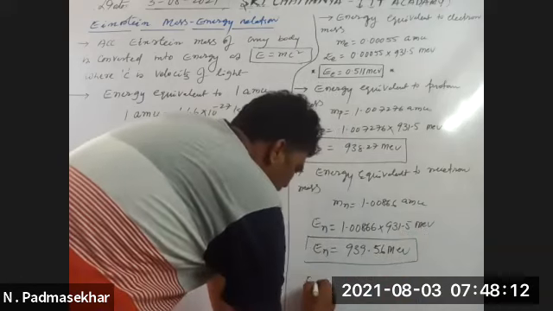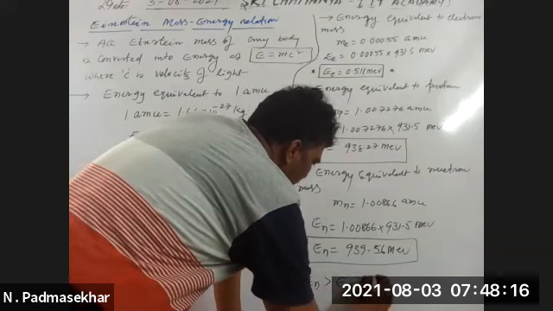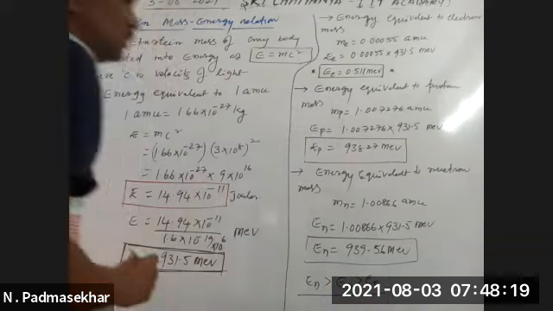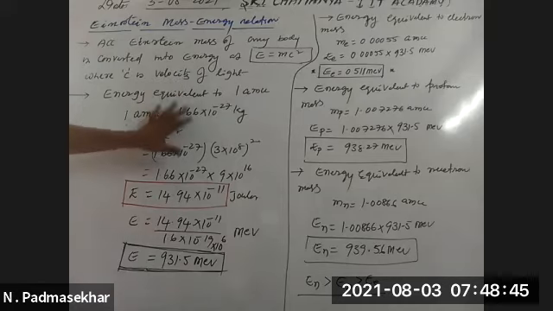So we can write that energy equivalent to neutron is greater than energy equivalent to proton is greater than energy equivalent to electron. Okay. This is how to convert the mass into energy.